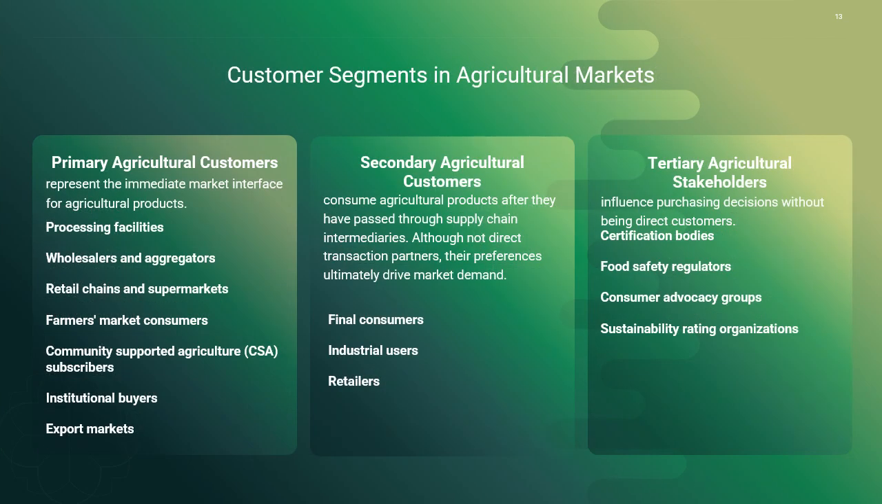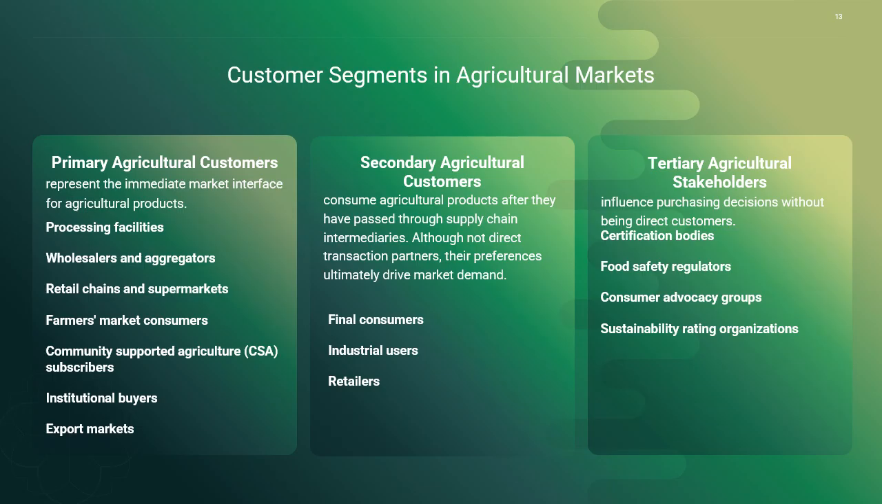Agricultural businesses serve customer segments at multiple levels within complex value chains. Understanding this multi-level structure is essential for developing appropriate value propositions and relationship strategies. Primary agricultural customers represent the immediate market interface for agricultural products. This category includes processing facilities like slaughterhouses, mills, and canneries that transform raw agricultural products. Wholesalers and aggregators collect products from multiple farms and distribute to retailers. Retail chains and supermarkets sell directly to consumers with specific requirements for consistency and documentation.